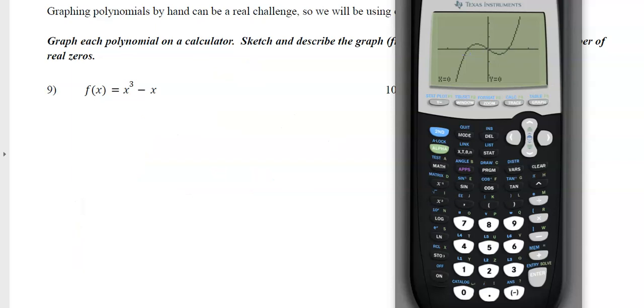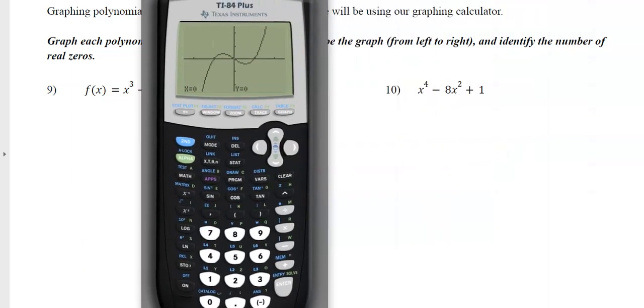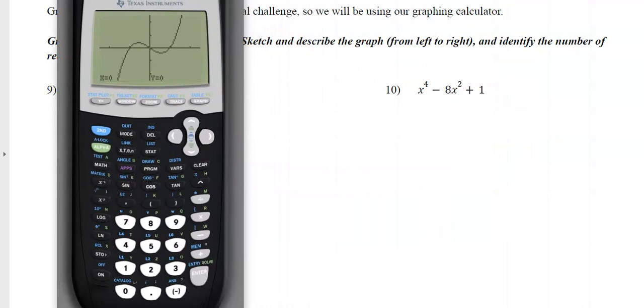So let's clear that out, move the graph over, and look at this other one. I'm going to go back to y equals, clear that out, and enter x caret 4, x to the 4th power. I have to hit the arrow over key to jump down, minus 8x squared. I guess I could have hit the squared button, and plus 1.